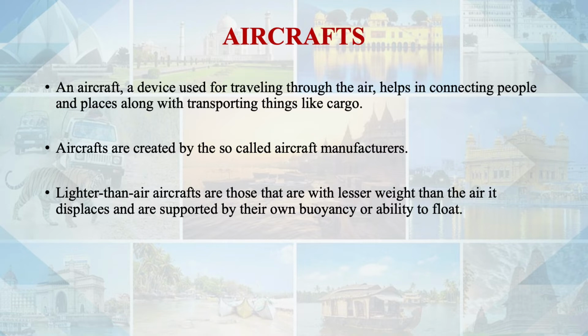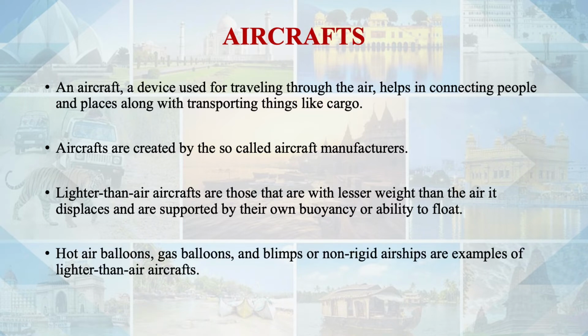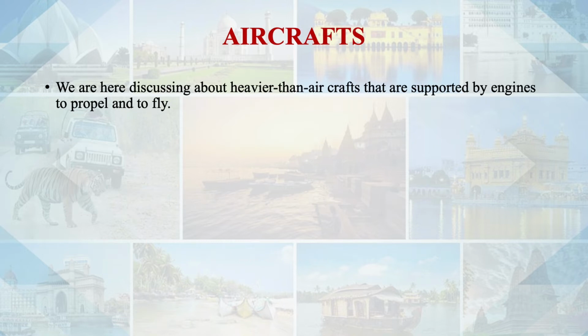There are two categories of aircraft. One is lighter than air aircraft. The other is heavier than air aircraft. Lighter than air aircraft are aircraft with lesser weight than the air they displace and are supported by their own buoyancy or ability to float. Hot air balloons, gas balloons, blimps, non-rigid airships are examples of lighter than air aircraft. Our focus is mainly heavier than air aircraft. These aircraft are supported by engines, and these engines help the aircraft to propel and to fly.